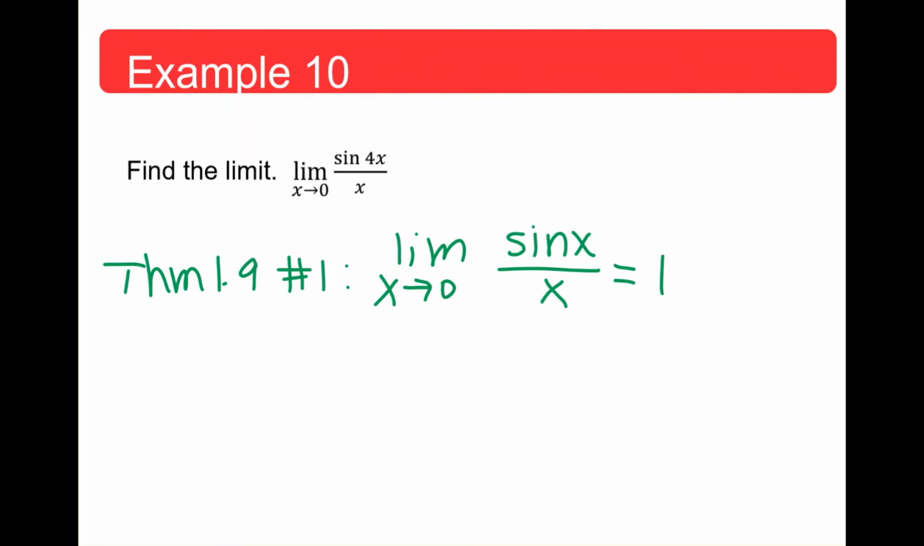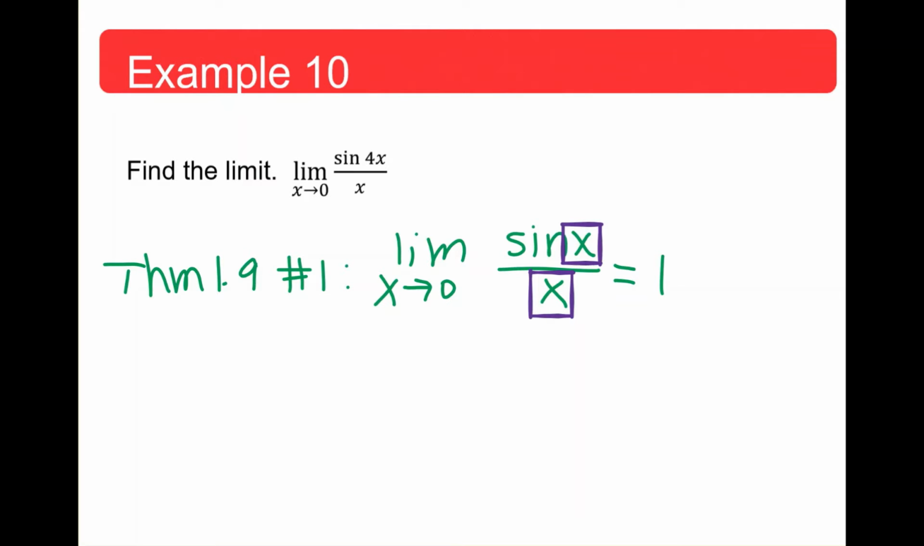Recall that property 1 of theorem 1.9 says that the limit as x approaches 0 of sine of x over x equals 1. However, it doesn't have to just be x. As long as the expression inside sine and the bottom are the same, you can use this theorem. So if we have something like sine of 2x over 2x, that limit would be 1 as x approaches 0.